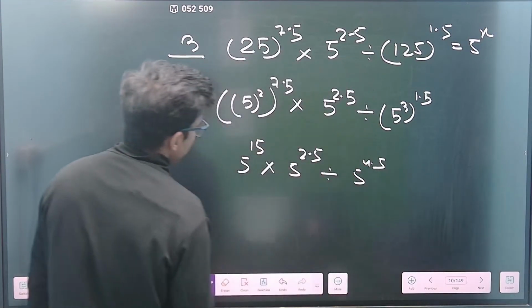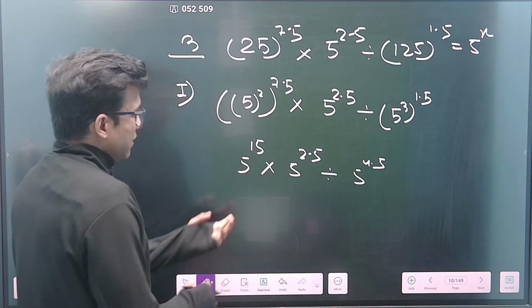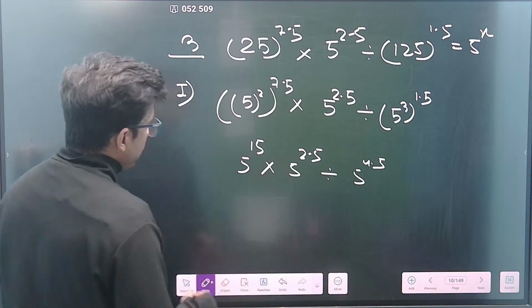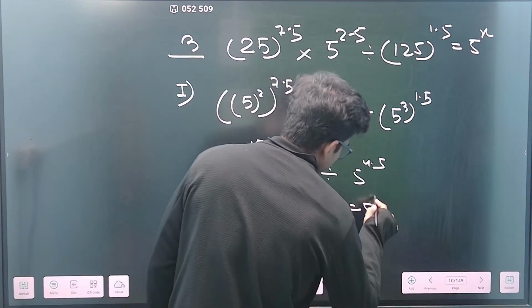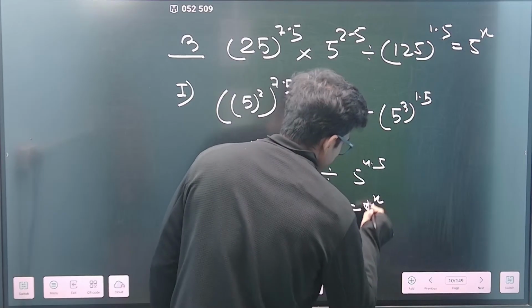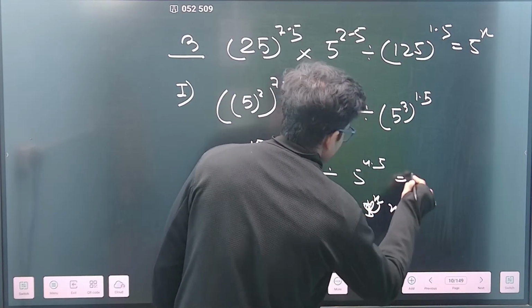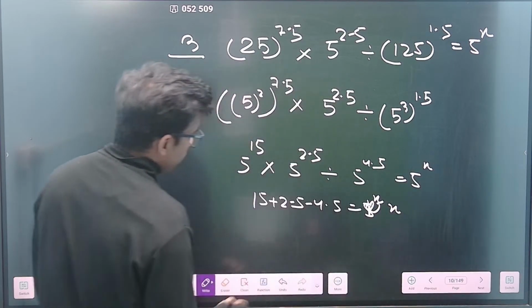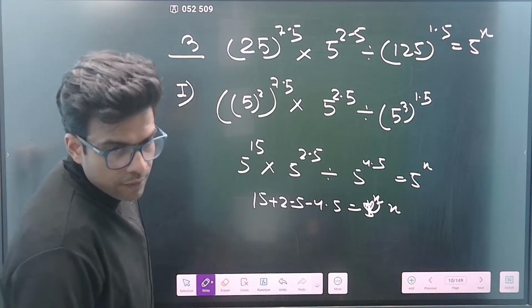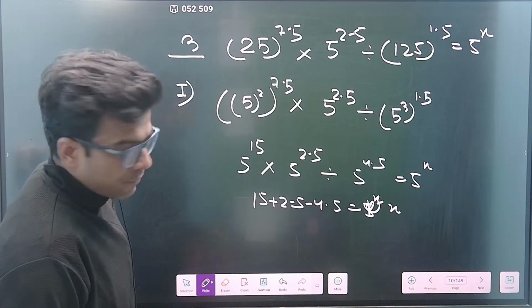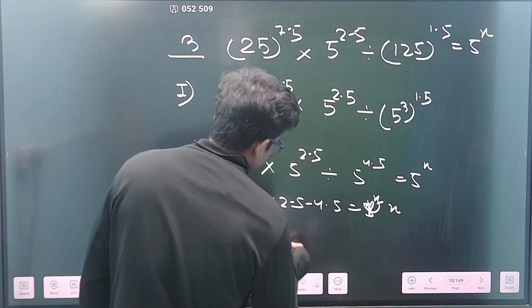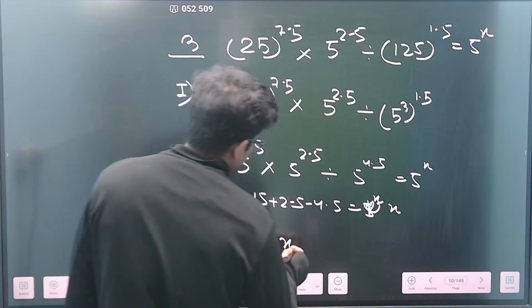So this is what I can just sum, because this is in multiplication, so I can sum it. 15 minus 4.5 is equal to x. Sorry, this is equal to 5 to the power x. So now the value of x would be what? Come on, say. So from here the value of x would be 12.5.